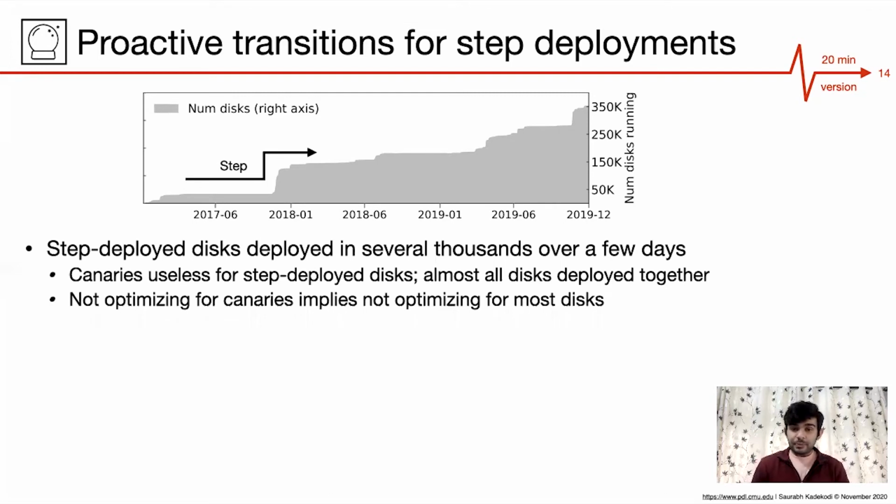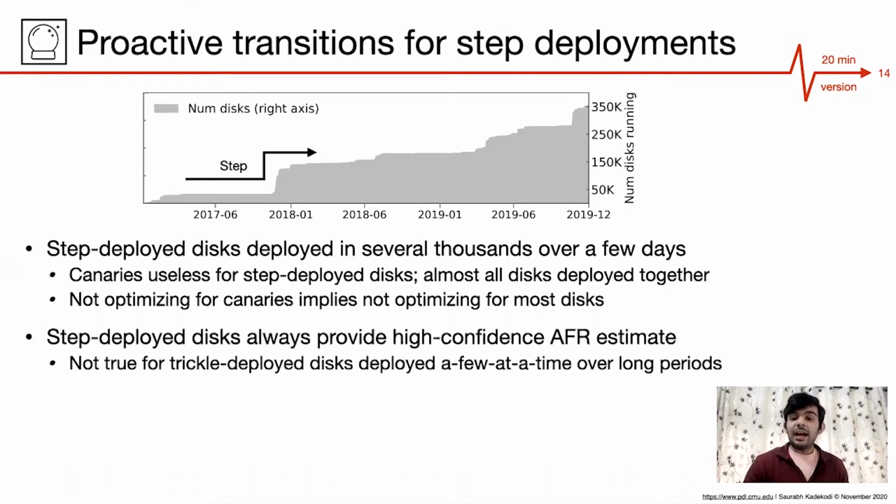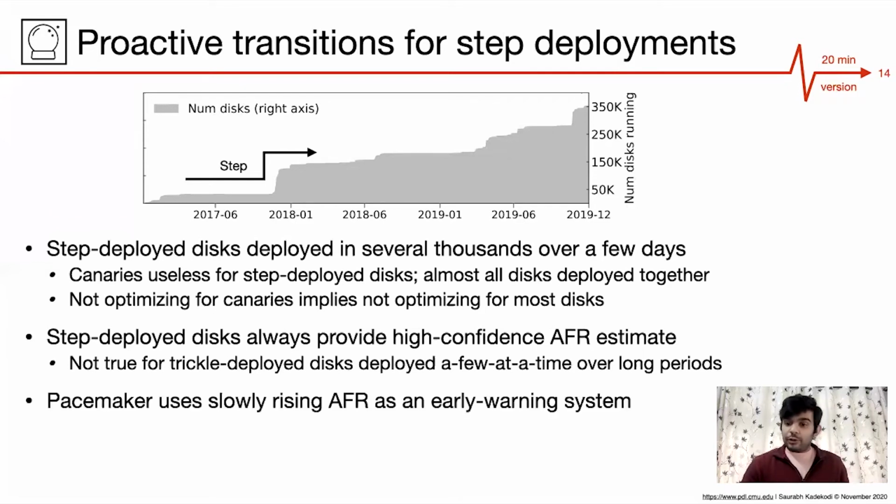Therefore, Pacemaker instead leverages the fact that step deployed disks have a few thousand disks that are of a certain age on a certain date, which is not true of trickle deployed disks. And therefore, those few thousand disks that are aging together can provide high confidence AFR estimates from the get-go. Moreover, disk reliability analysis that we have done as a part of this work also points to an important fact that disk AFR rises gradually and not suddenly.